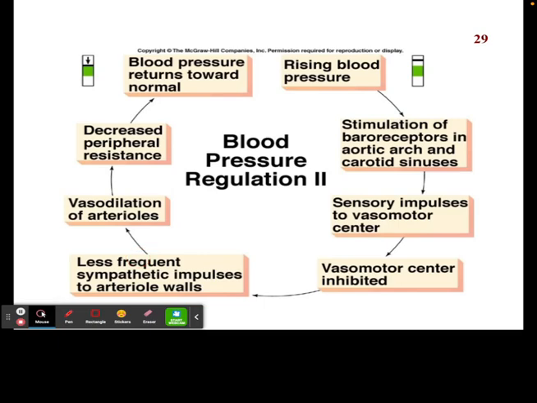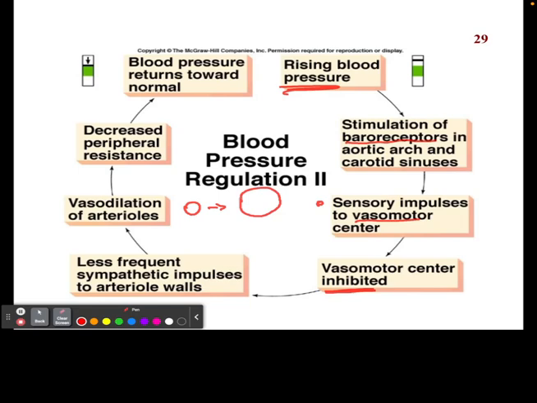Next, another example we can talk about. If you have high blood pressure, again, we're going to have stimulation of the baroreceptors, just like we did in the first one. But in this case, it's going to be sensed by the vasomotor center. So in other words, the blood vessels. The vasomotor center is going to be inhibited. So therefore, we're going to have less frequent sympathetic impulses from the arterial walls. So our blood vessels are going to go from a certain size to a larger size. They're going to dilate, right?